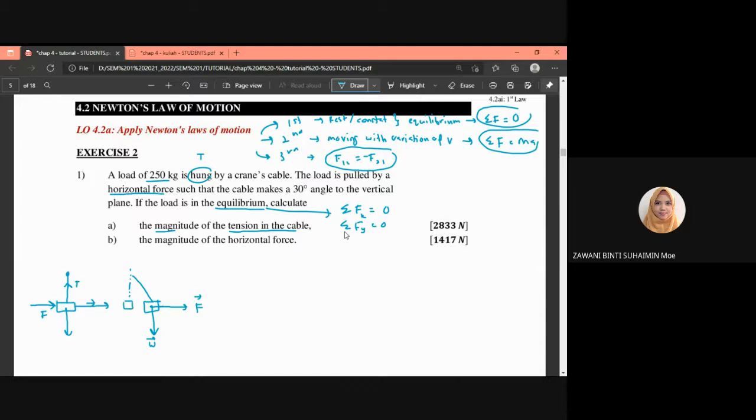Objek kita kat sini initially. Okay, so deflected sebanyak 30 degree. Itu yang dimaksudkan dekat situ lah. Okay, to the vertical plane. So maksudnya 30 degree angle tu daripada y-axis, vertical plane.